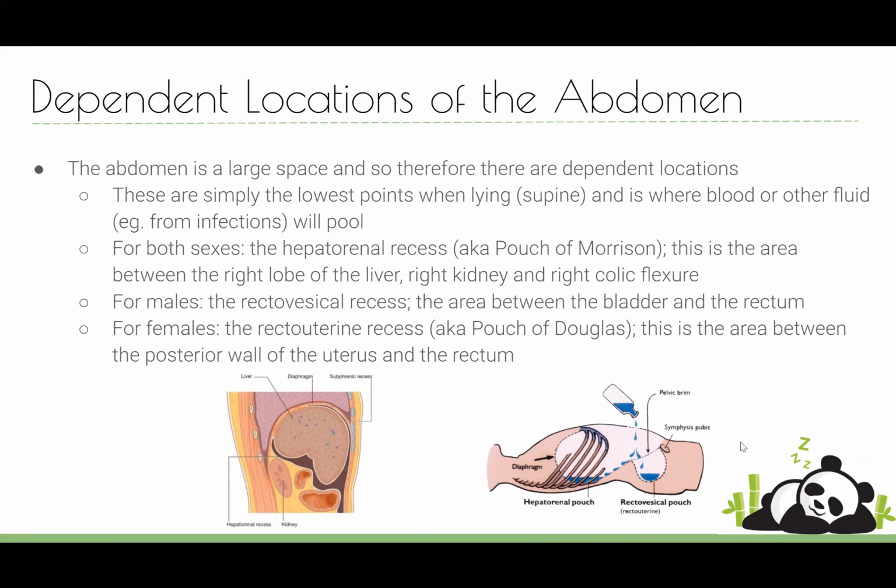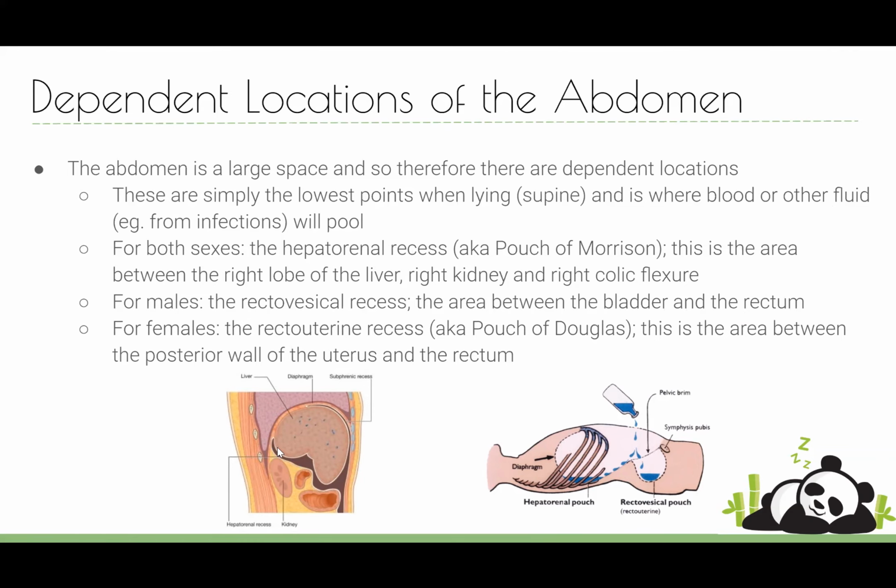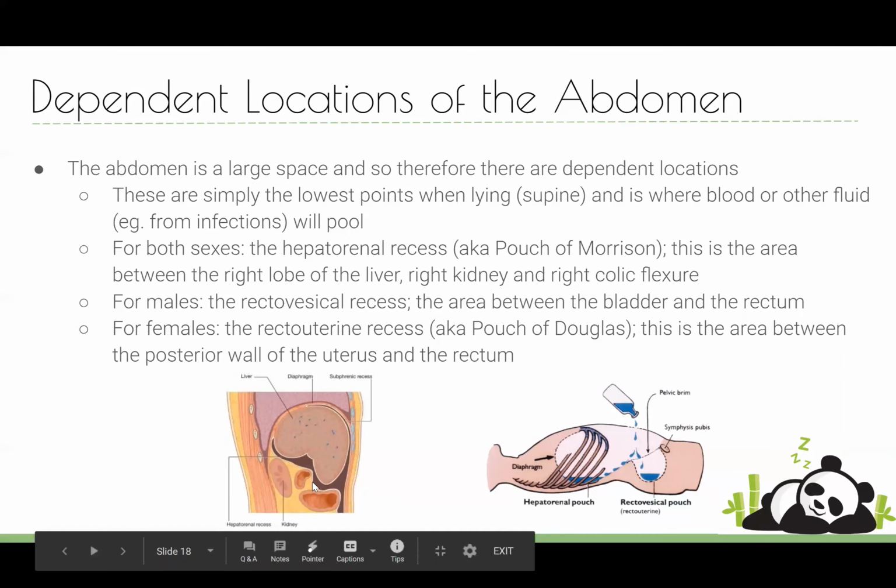So in both sexes, the hepatorenal recess, or the pouch of Morrison, is the area between the right lobe of the liver and the right kidney and the right colic flexure. Effectively, just this little area here. Otherwise, drawn more excessively as this sort of area here.